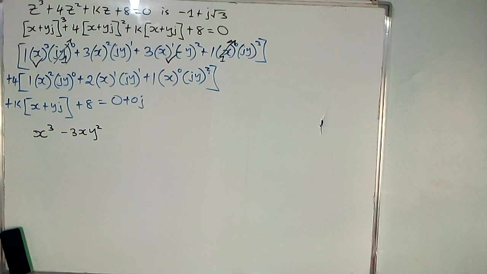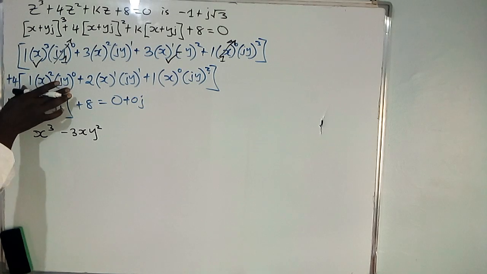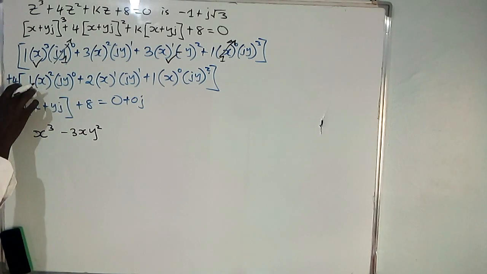Y raised to power 2. Good. So we have minus 3x y raised to power 2. Now we are done with the real term. Go to this bracket. Take 4 inside the bracket. 4 multiplies everything inside the bracket, isn't it?